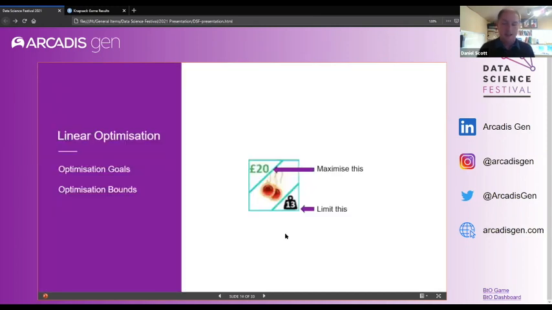Okay, so let's have a look at linear optimization then. The first thing we need to introduce with the concept of linear optimization is the idea of bounds and goals. A bound is some constraint or set of constraints that I absolutely cannot exceed. Obviously, in the knapsack game, it was very much around that 50 kilogram limit. The goal is the utility function. It's the thing I'm trying to maximize or minimize, from the algorithm's perspective.